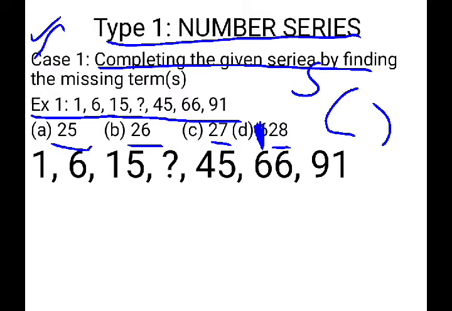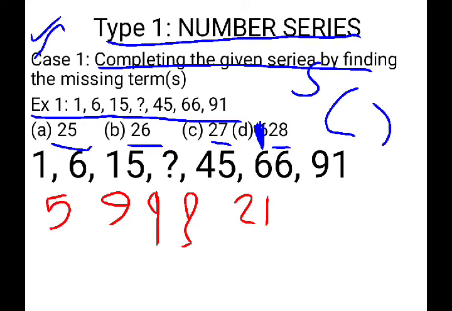Now if you see here, 6 minus 1 you have 5, 15 minus 6 you have 9. Here we don't know, and here we should find. 66 minus 45, it's 21. 91 minus 66, it's 25. Here we are adding 5, 9. Here we don't know these two. Here plus 21, here we are adding plus 25.